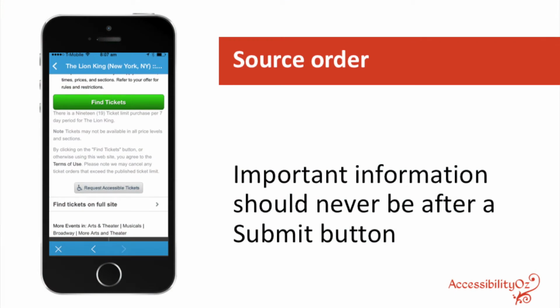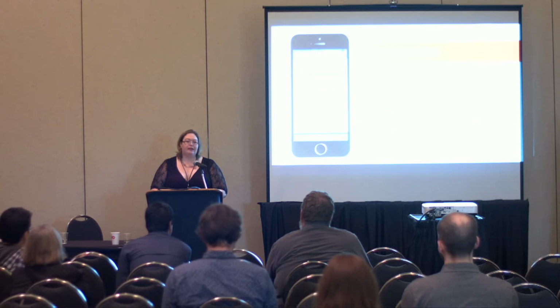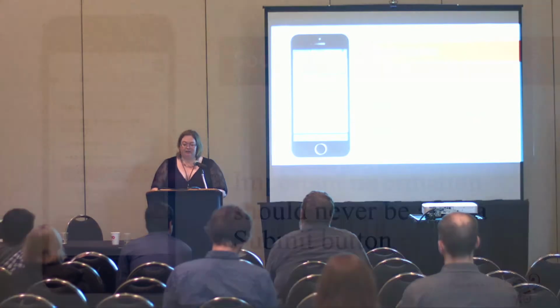So this is a Broadway ticket site for The Lion King, and that's what you get when you open the page. It looks like it's a full page, it looks like there's nothing underneath it, but when you scroll down, there's a bunch of information, especially about requesting accessible tickets. So that's something that a whole lot of people are going to miss.